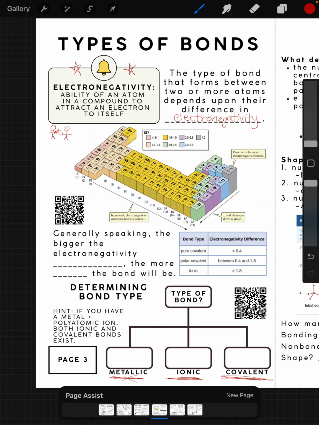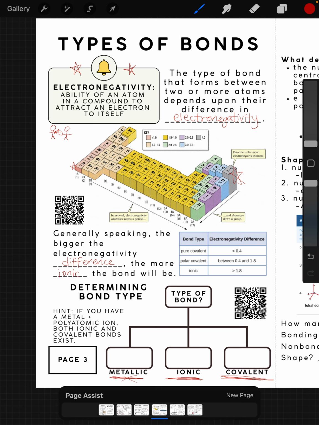So, if you take a look at this kind of weird periodic table, what this is showing us is that the heights of the blocks indicate the level of electronegativity. So you can see that fluorine is very highly electronegative, whereas francium is very low level electronegativity. Okay, so generally speaking, the bigger the electronegativity difference, the more ionic the bond will be.